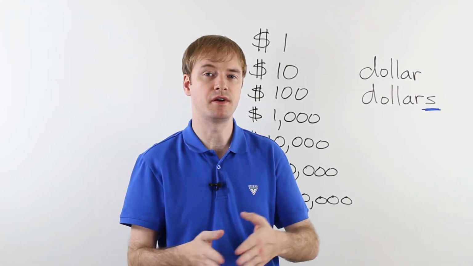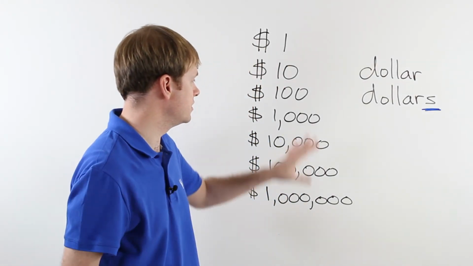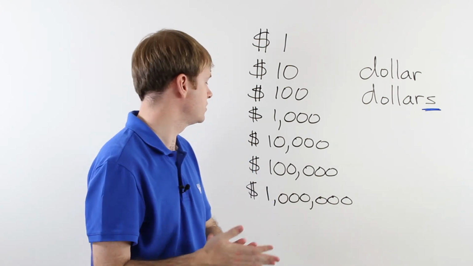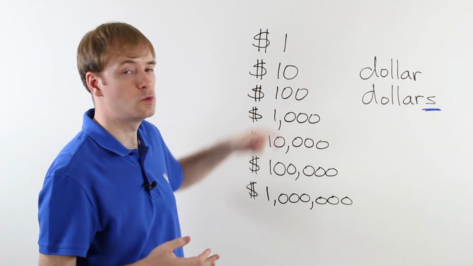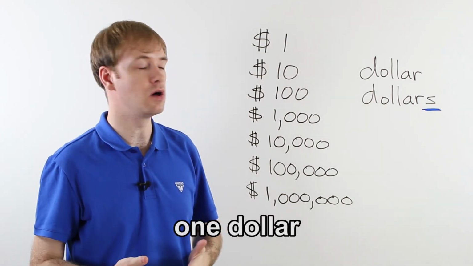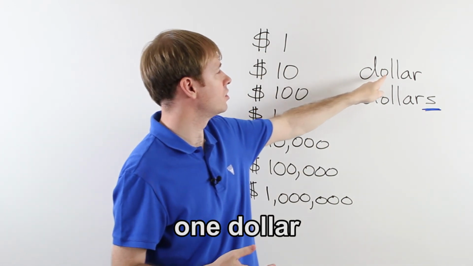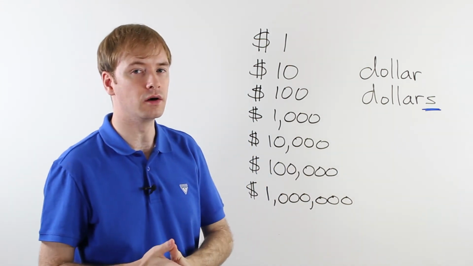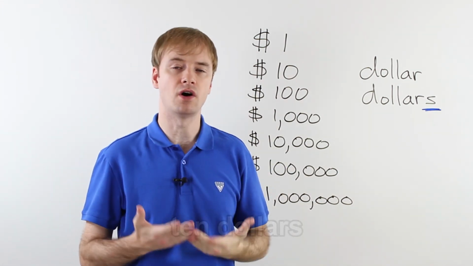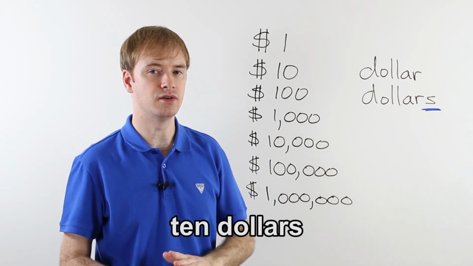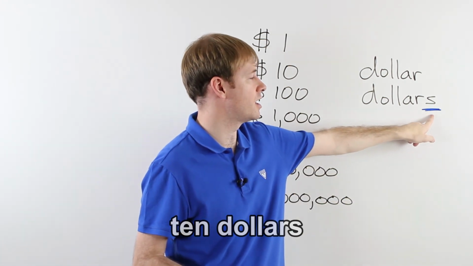Okay, so to express American money, let's look at these numbers first. We'll start off easy. Now, of course, this is $1, and we should use dollar, $1. But let's move on to $10. You can hear this S now.